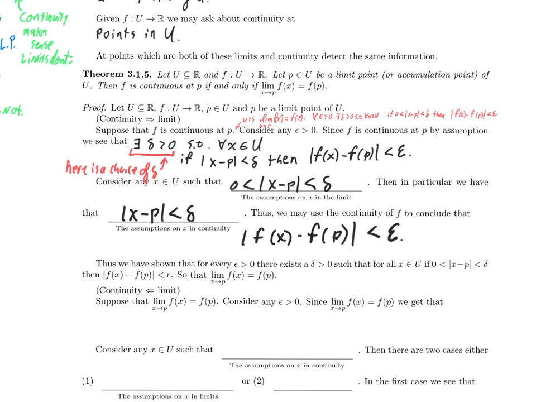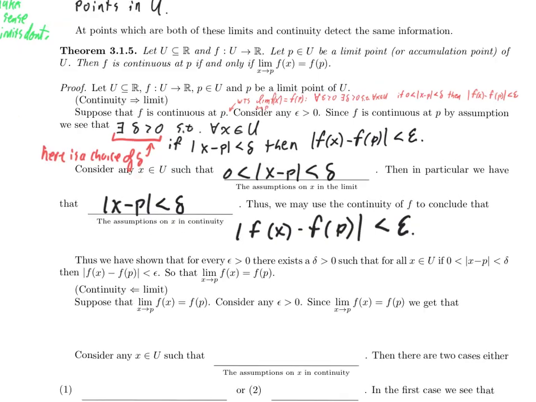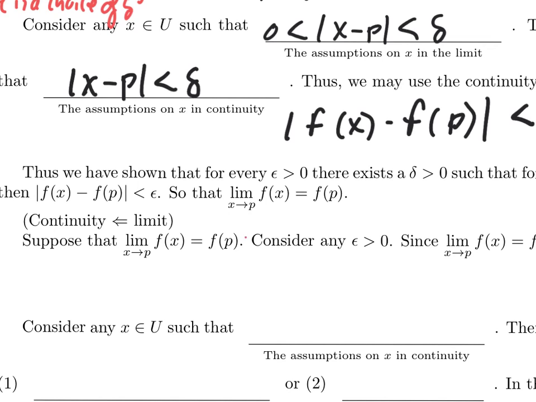Nice. So let's prove the reverse implication. Let's prove that if the limit as x approaches p of f of x is equal to f of p, then the function is continuous. So let's assume that the limit as x approaches p of f of x is equal to f of p. And let's put down the thing that we want to show. I want to show f is continuous at p. And what does that mean?